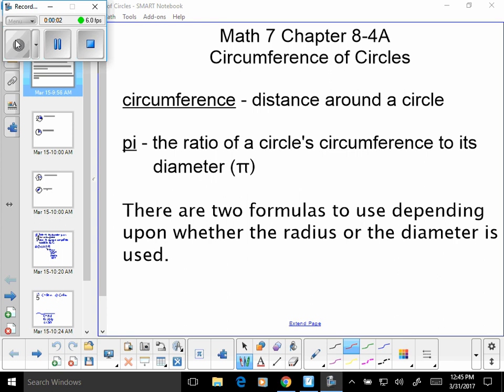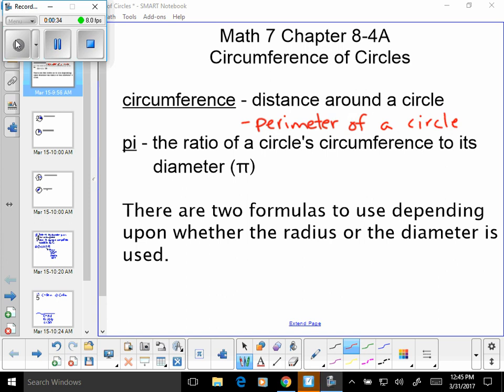Okay, class, this lesson is chapter 8.4a, which is the circumference of circles. Circumference means the distance around a circle. Sometimes it is called the perimeter of a circle, depending upon what book you are in. Again, you want the outside distance around the circle, so that would be a perimeter, because a perimeter is an outside distance.